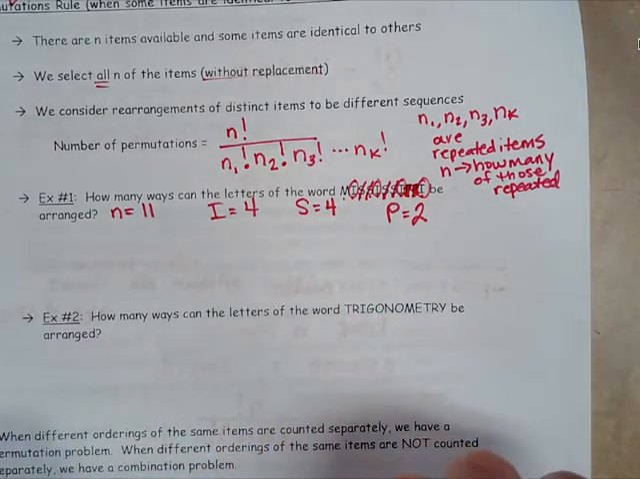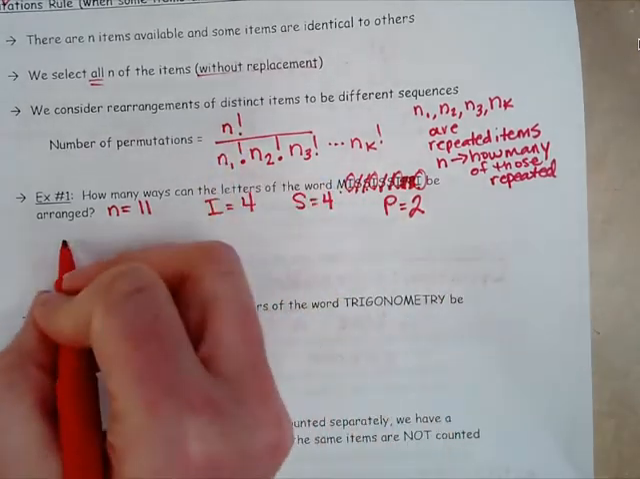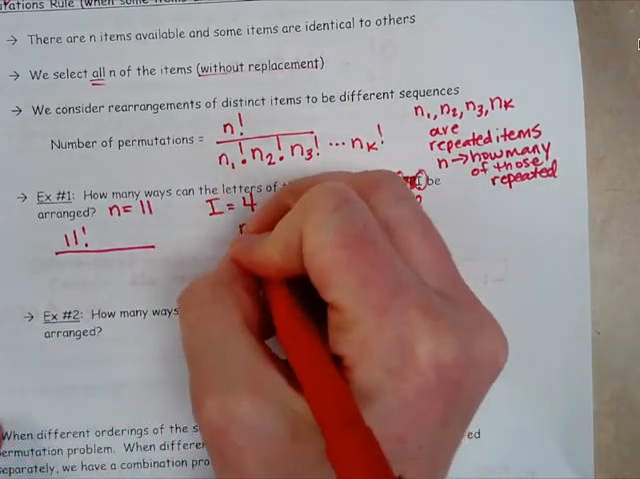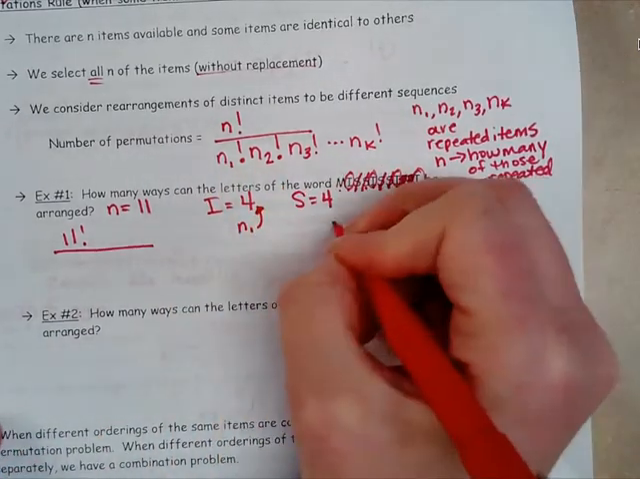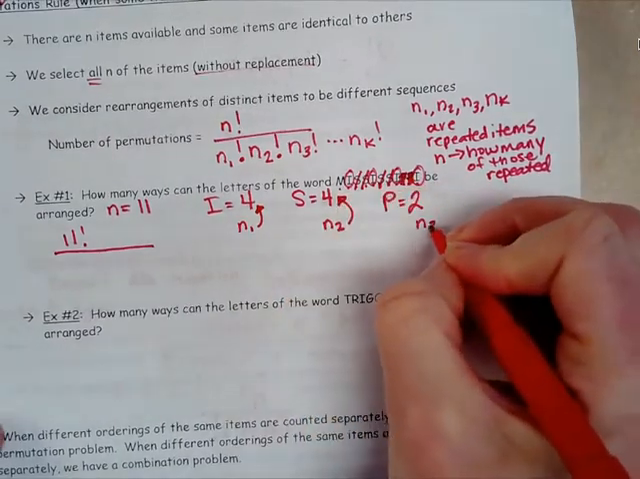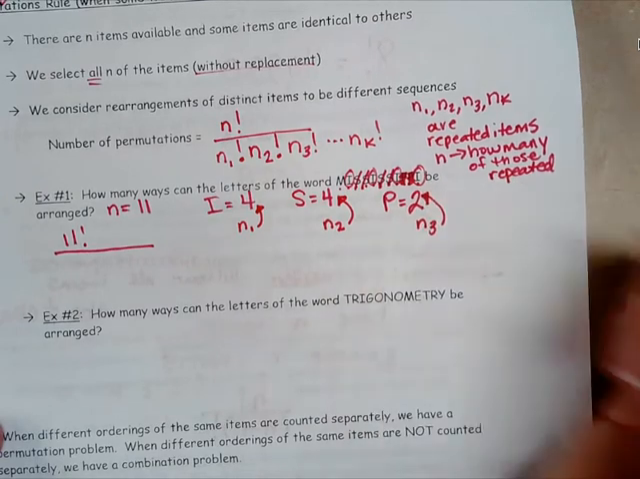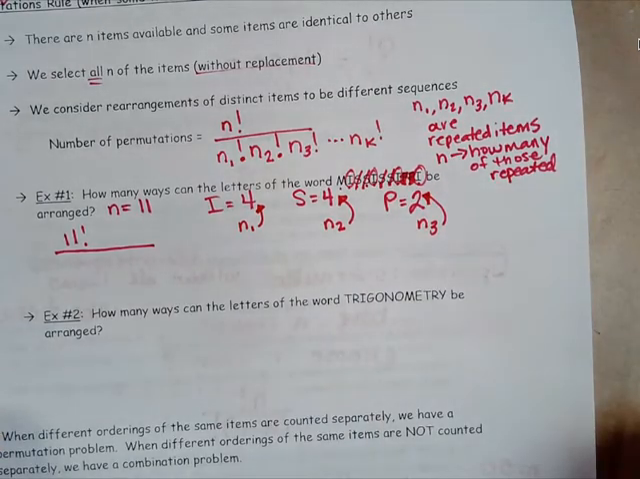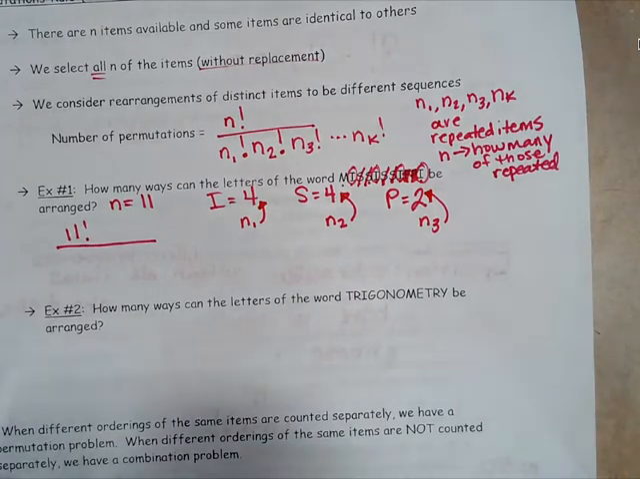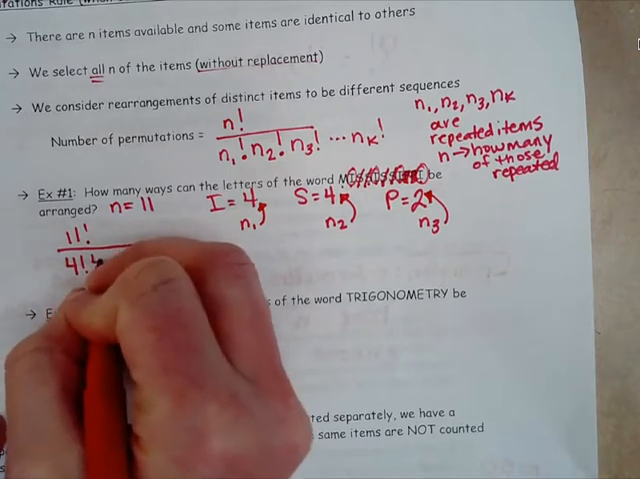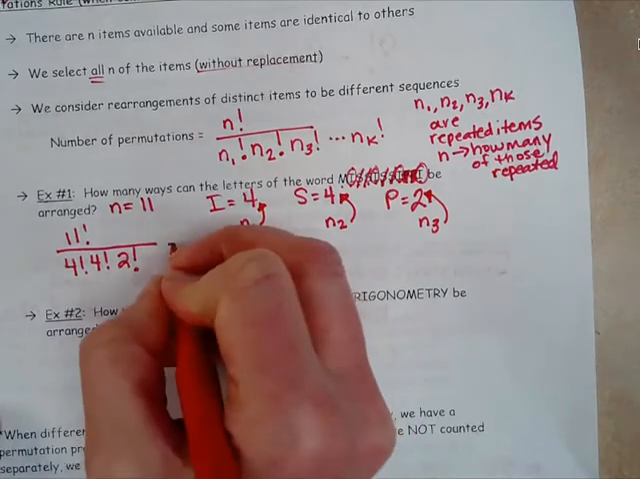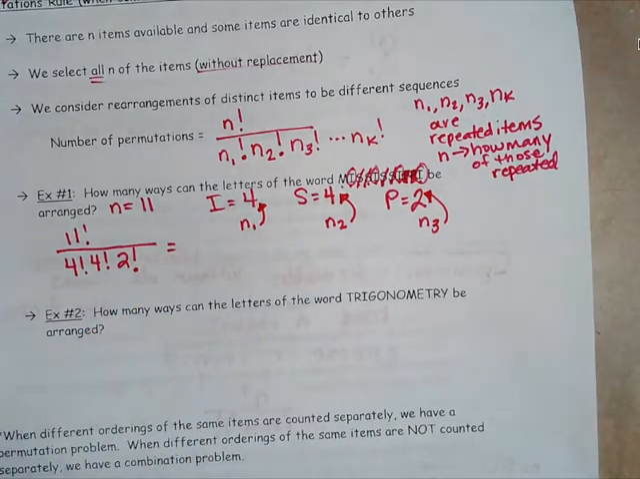So we use the formula N factorial. That'd be 11 factorial over. N1 would be 4, N2 would be 4, and N3 would be 2. It doesn't matter the order because we're just multiplying them. So this would be 4 factorial, 4 factorial, 2 factorial. So this is how many different arrangements there are.